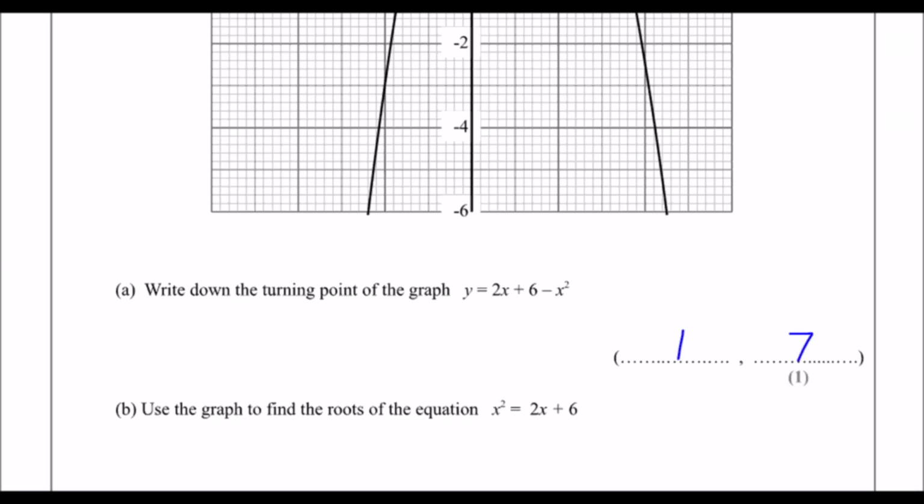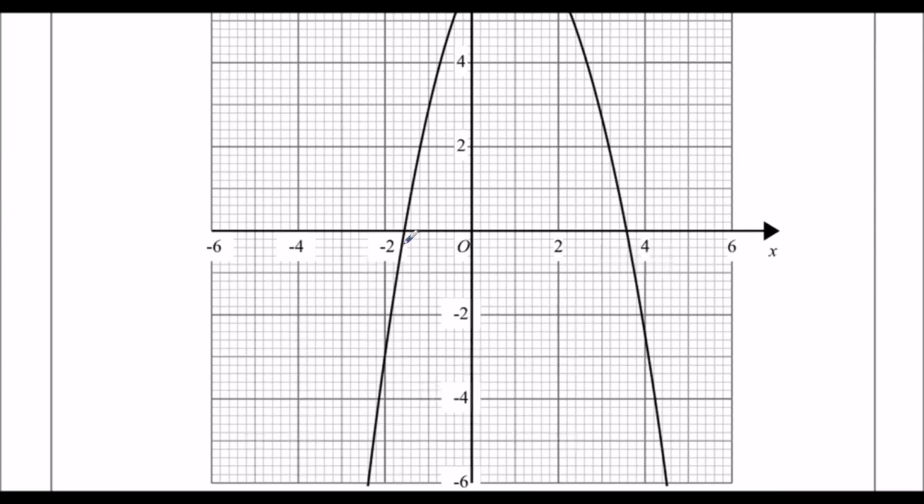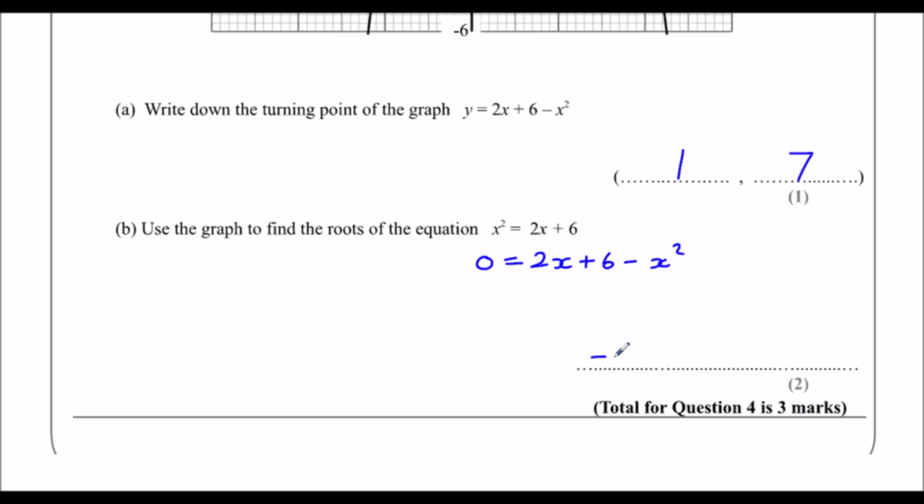Use the graph to find the roots of the equation x squared equals 2x plus 6. If we take away x squared from both sides, that's 0 equals 2x plus 6 minus x squared. So it's the same graph as the one above. The roots, this is where y equals 0. So y has been made into 0. That's where it crosses the x-axis. So it crosses here and here. They are the points where y equals 0. They are the roots of the graph. So we've got negative 1.6 and positive 3.6. So x equals negative 1.6 or x equals 3.6.